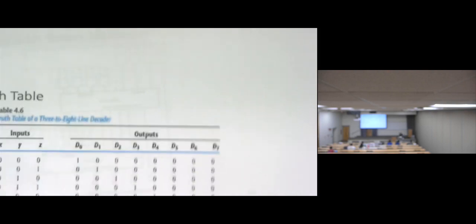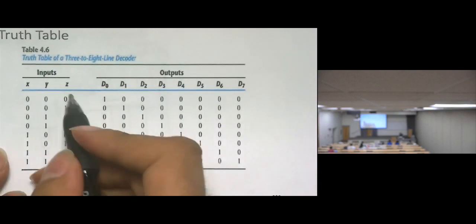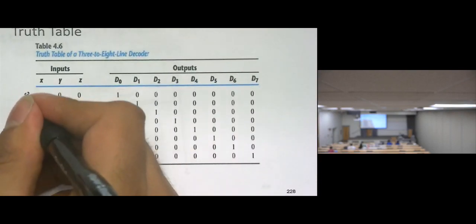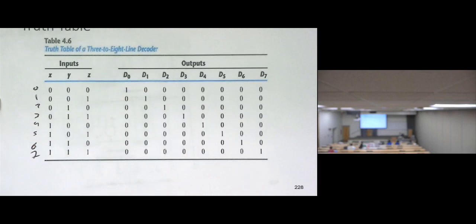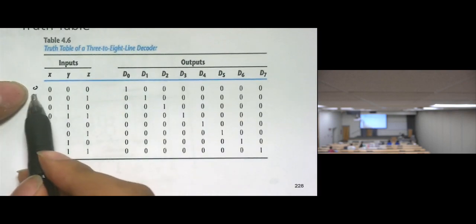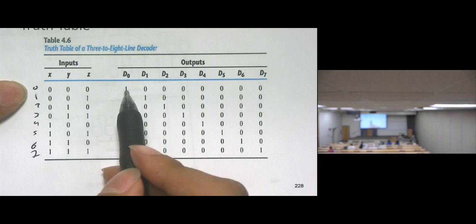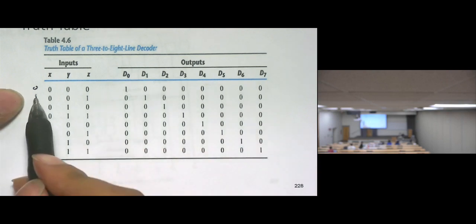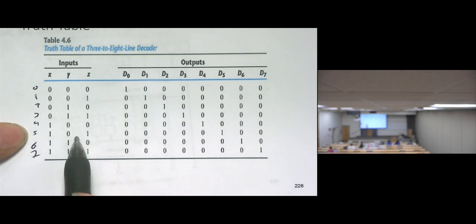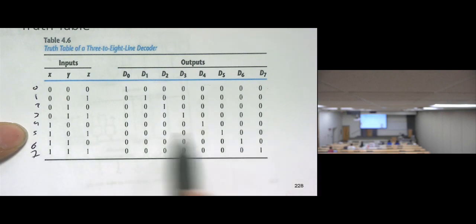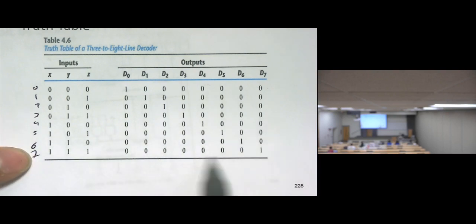So let's see, this is the truth table. 0, 0, 0 equivalent to 0, then D0 will be on. The rest will be zeros. This equivalent to 1, then D1 is on. The rest will be zeros. D5, 5 will be 1. The rest are zeros. D7, 7 will be 1. The rest are zeros. Clear? That's it. Now, how does it look like inside?